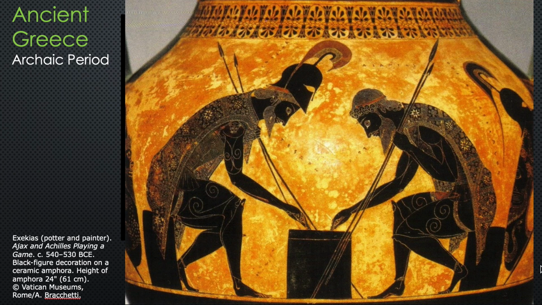I really love black figure, so I'm showing you this detail so you can see some of the things going on here. So black figure was created by painting a black slip, or really, really thin black clay, over the red clay body of the vase. That was the natural color of clay. And they would paint the black on it, and then they would scrape off everything that they didn't want.